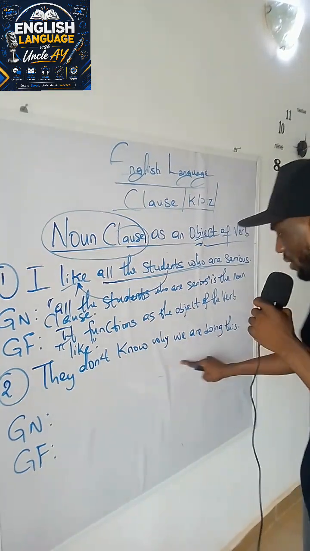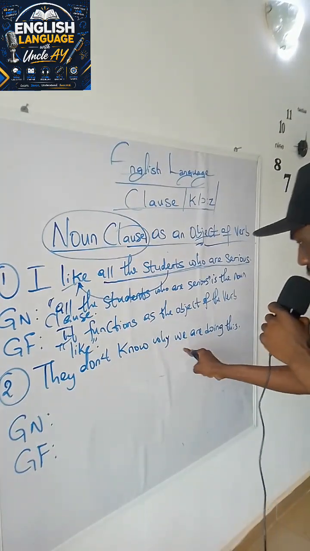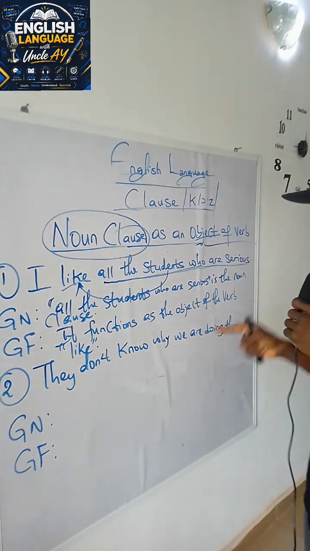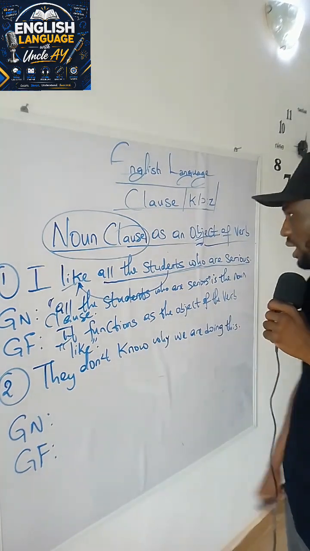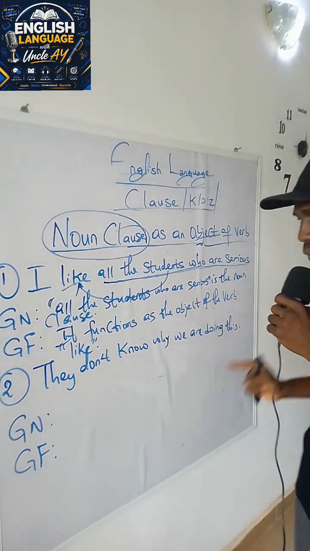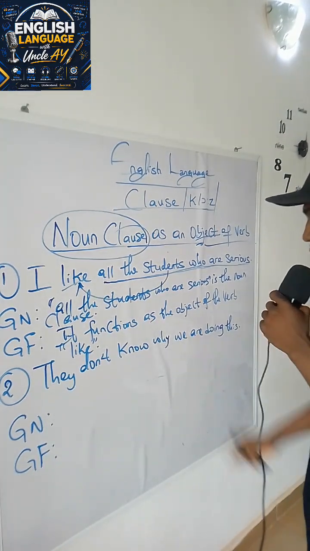So let's look at the second sentence here, which says, they don't know why we are doing this. They don't know why we are doing this. So what exactly is the grammatical name here? Obviously the grammatical name here is the noun clause, but then we have to look for the noun clause from the objective point of view. So what is the object as a noun clause here?